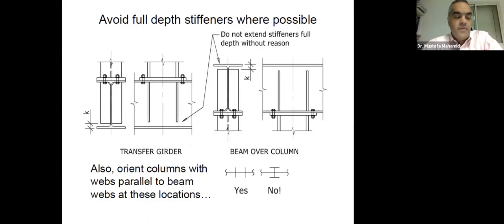Avoid full depth stiffeners where possible. You may need stiffeners to transfer the load, but you don't have to extend the stiffeners all the way to the bottom flange. That will require, of course, more details and cutting the plates and fitting them to the bottom flange and welding them. So there's no need for that. Try to avoid doing that.